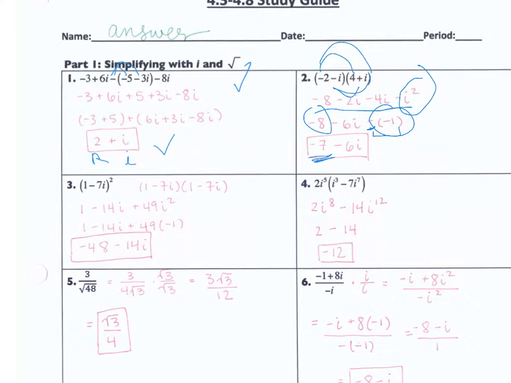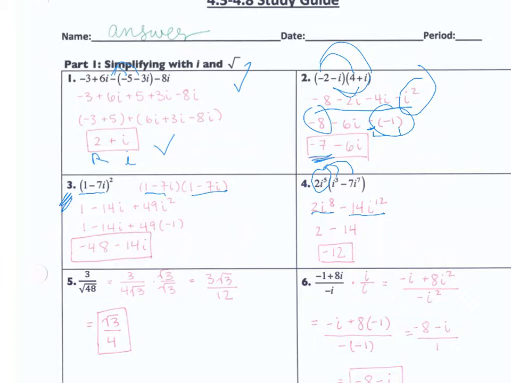Okay, for this next one, the thing you got to be careful with is you are writing the expression 1 minus 7i 2 times, and then you FOIL. For number 4, you are distributing 2i to the 5th to both i cubed and -7i to the 7th. Remember, i to the 5th times i to the 3rd, you add the powers, and that's why you get i to the 8th. So you get 2i to the 8th minus 14i to the 12th.